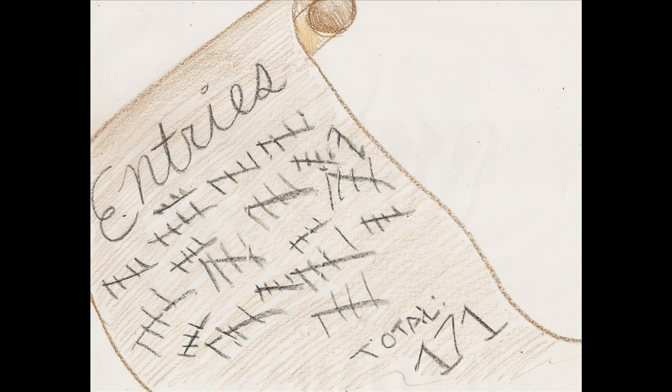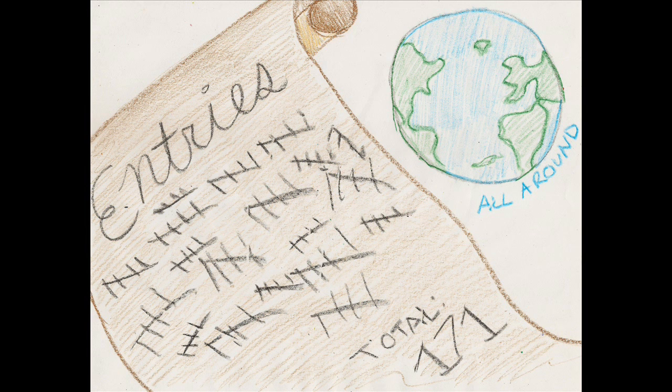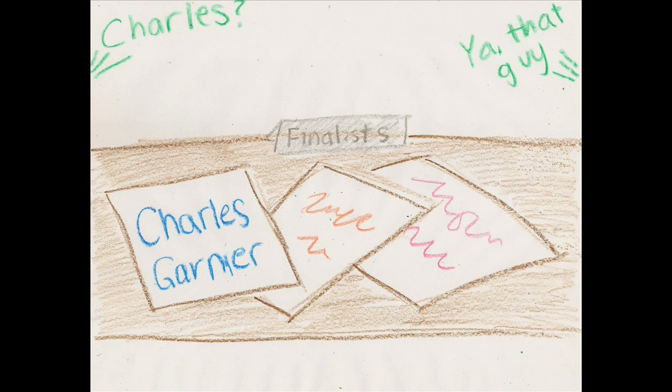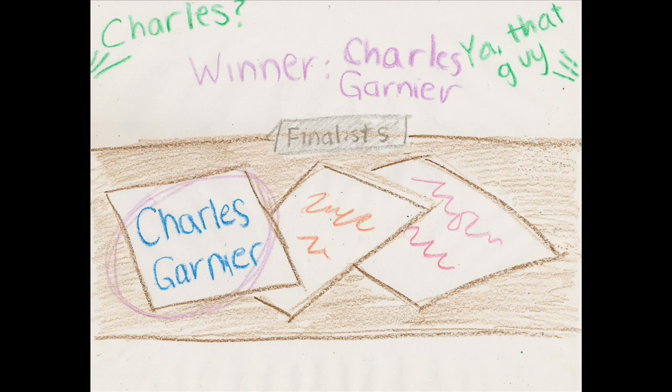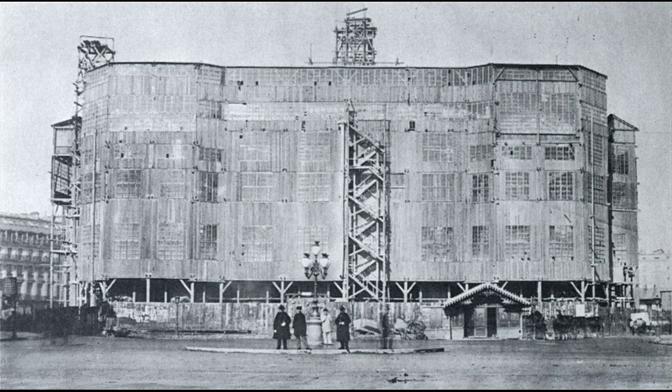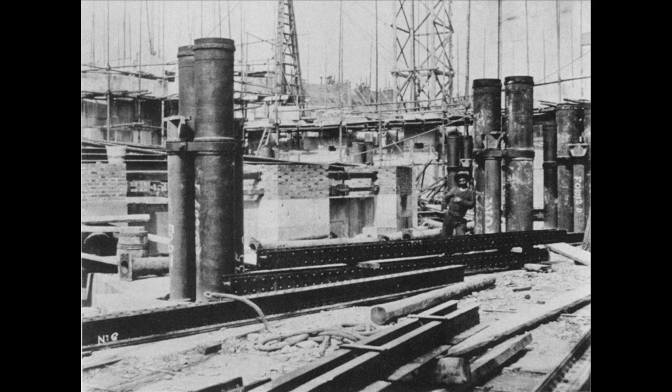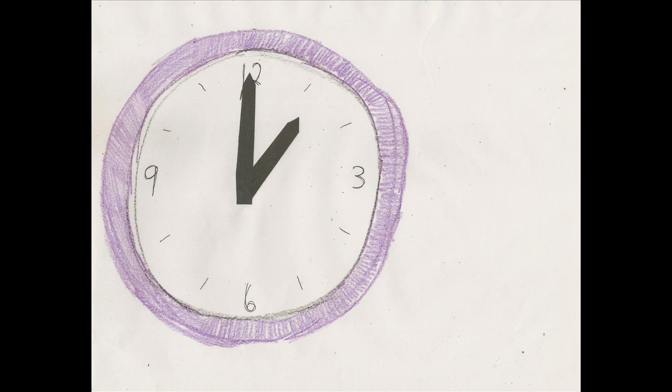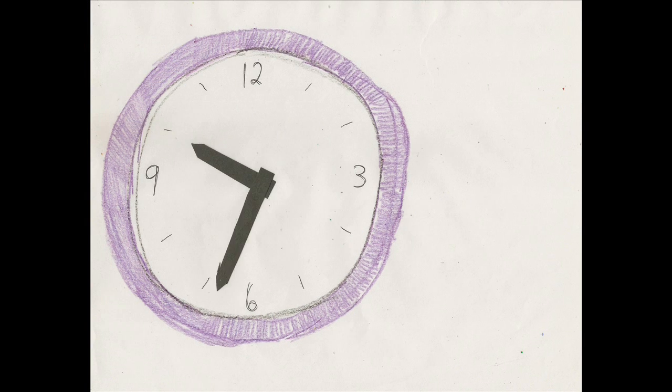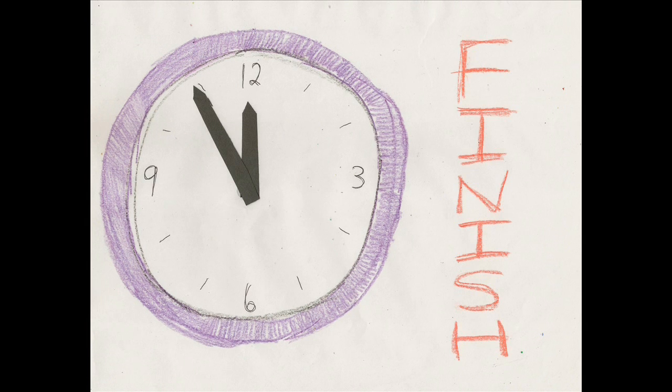After 171 entries from architects all around, Charles Garnier's design had been chosen to be the official draft of the building. In 1861, construction finally began, but it was constantly stopped due to war. Finally, after many years, in 1875, construction was finished.